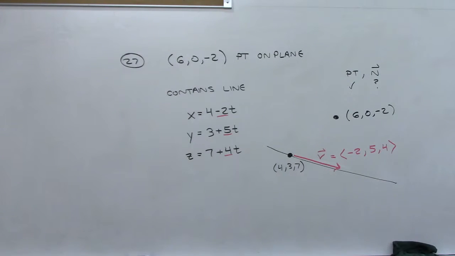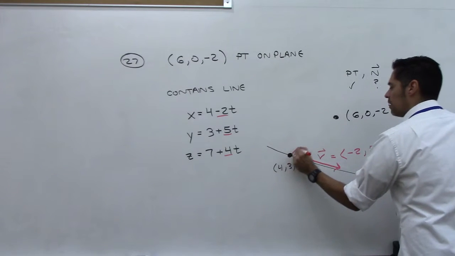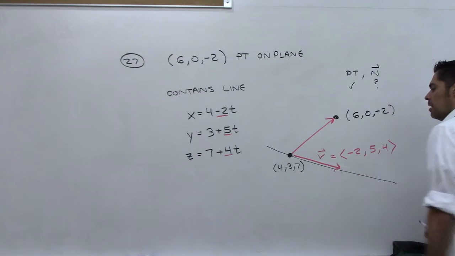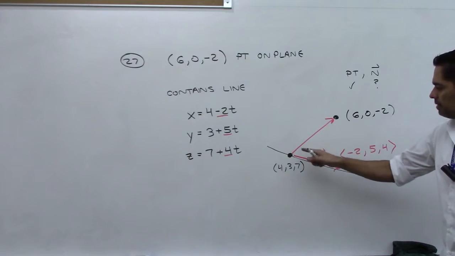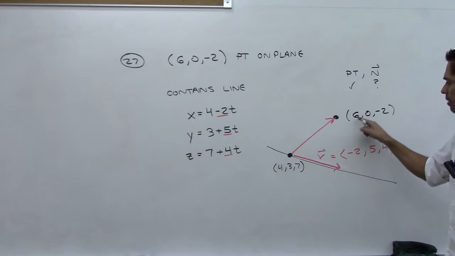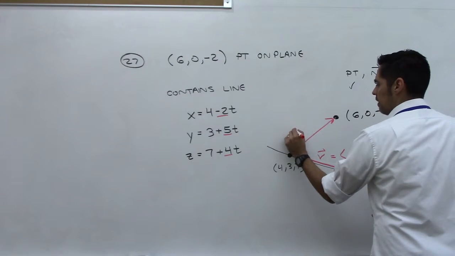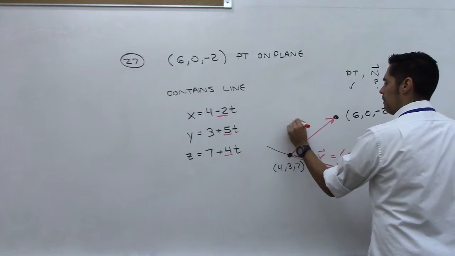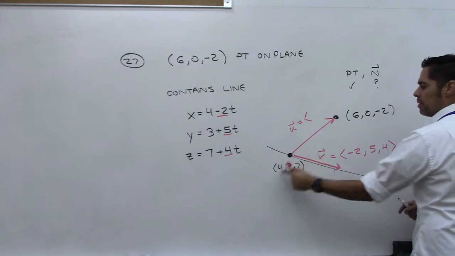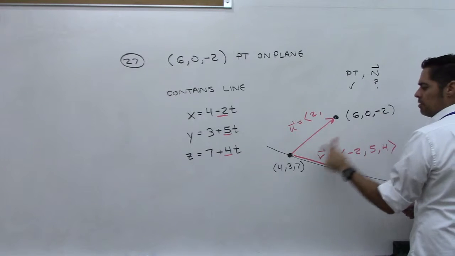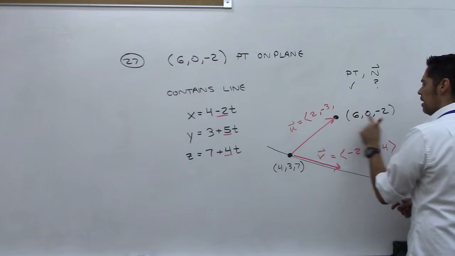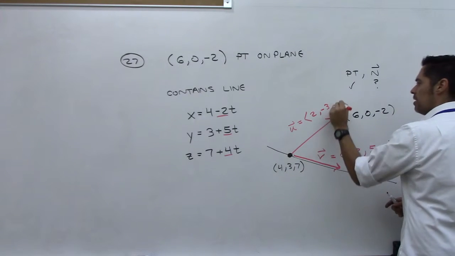All right? And now I will create this vector which goes from here to here. And that I can do just by taking the vector that goes from this point to this point. I go 6, take away 4. So this is the vector, let me call this vector u. This is the vector, 6 minus 4 is 2. 0, take away 3 is negative 3. Negative 2, take away 7 is negative 9.